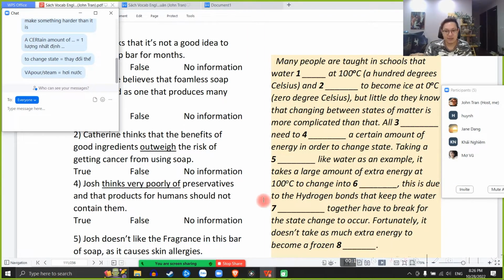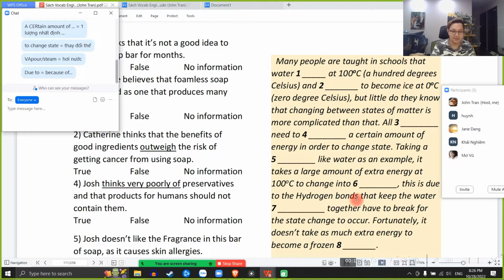This is due to... Due to means because of. Because of the hydrogen bonds that keep the water molecules together, which have to break for the state change to occur.